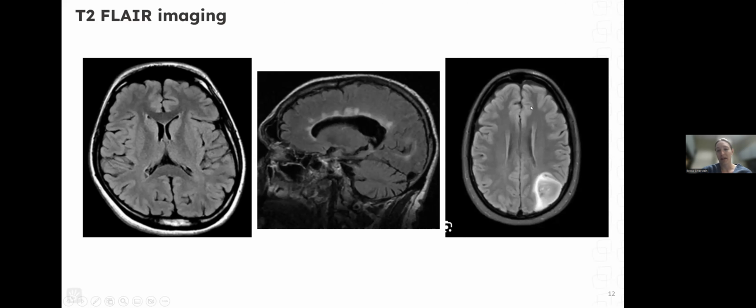And then again, just pointing out on the right-hand side, this is also a T2 weighted image, and this is a tumor, just showing how pathology shows up as hyper-intense. And then you can see that surrounding edema as well, very hyper-intense surrounding the tumor.